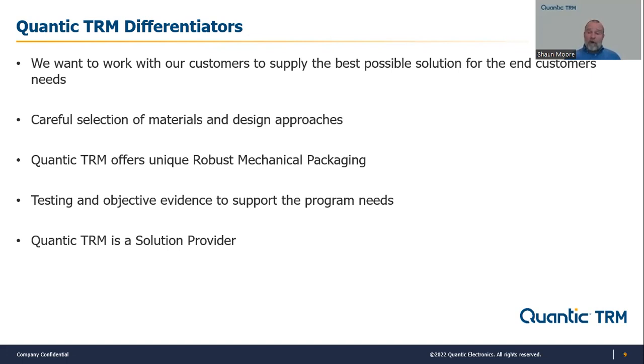We also are quite happy to give you the objective evidence to make sure that the part you're going to receive will meet the requirements in your environment. And also try to think about Quantic TRM as being a solution provider for you. That solution could be a wide variety of things, whether it's a custom designed part, whether it's taking a fairly standard part and just testing it differently, or whether it's supplying test data for you to make sure that, yes, the part that you're getting will work and perform in your system. That's really what Quantic TRM is here for, to make sure that you're successful in your programs.